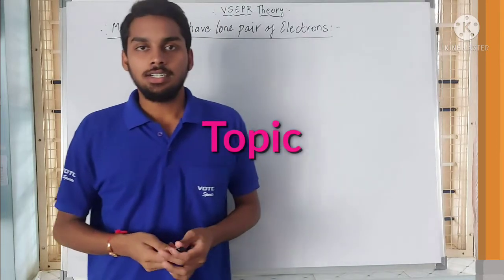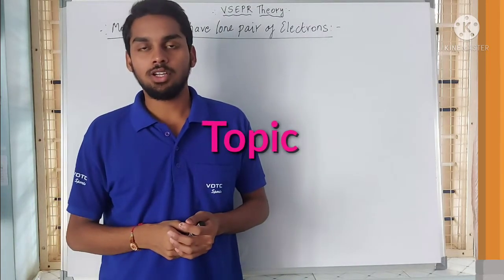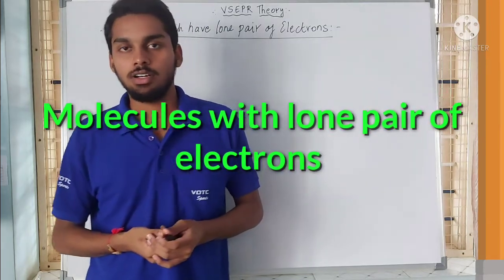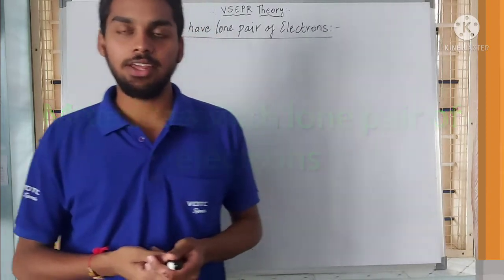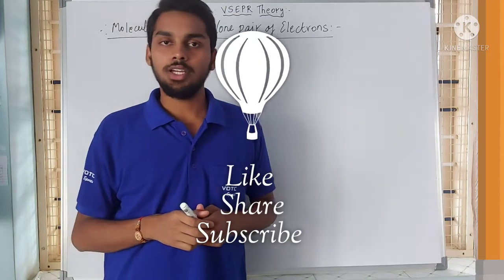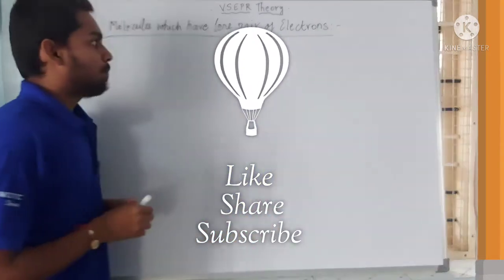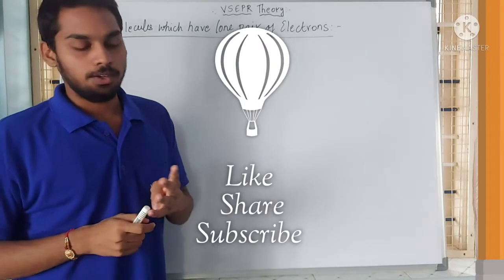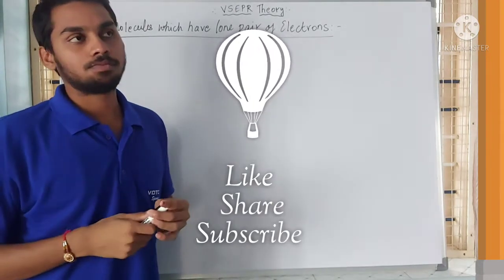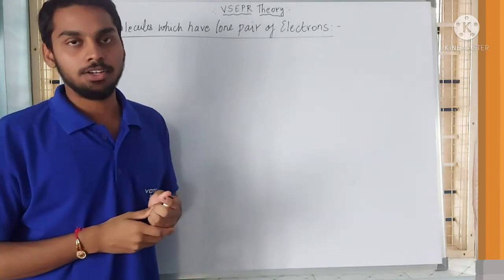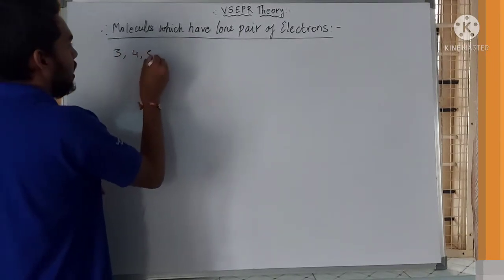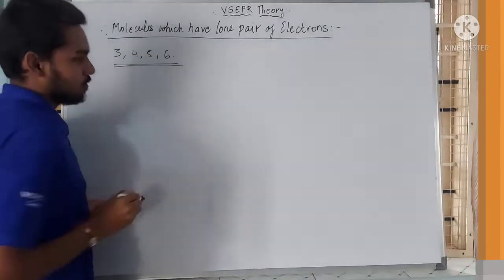Hi friends, in the previous video we saw the molecules which do not have a lone pair of electrons. We are dealing with the VSEPR theory, and we are going to see how the shape of those molecules can be obtained. There are basically four types. If there are 3 electron pairs, we have one geometry, and then we have 4, 5 and 6, so these are the types.